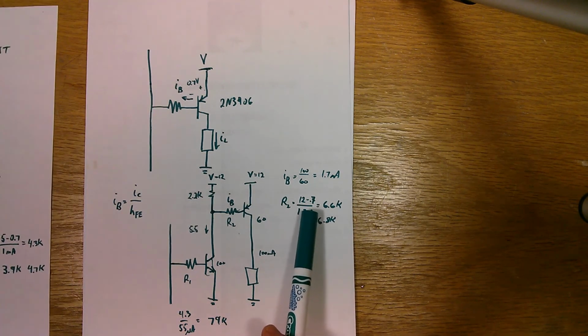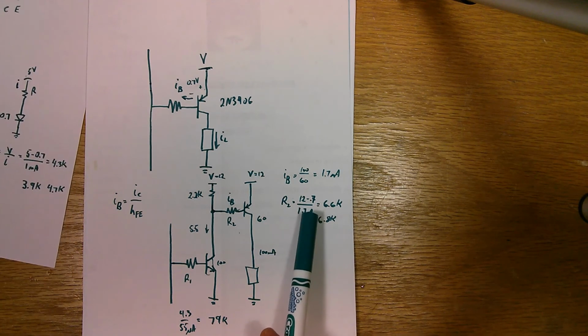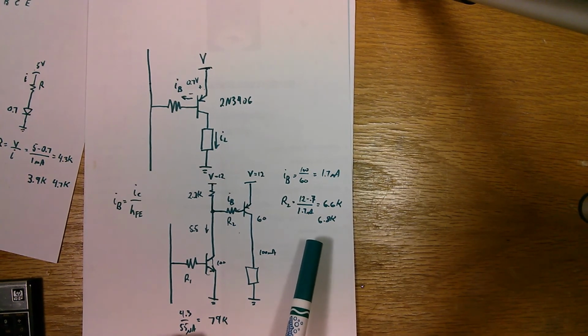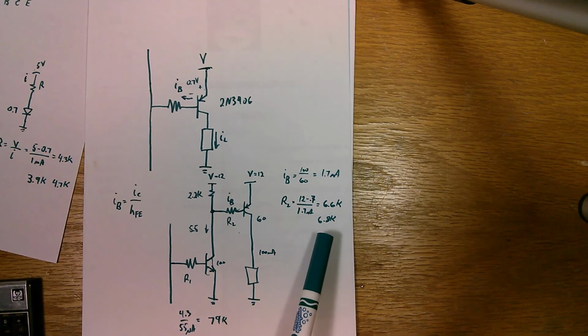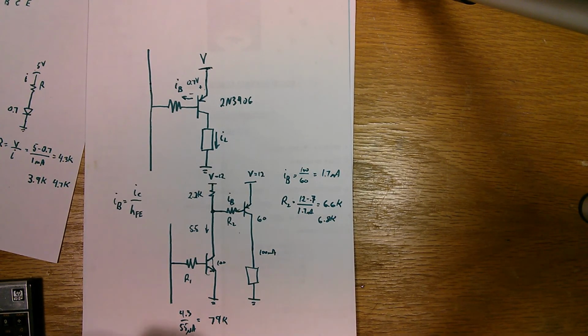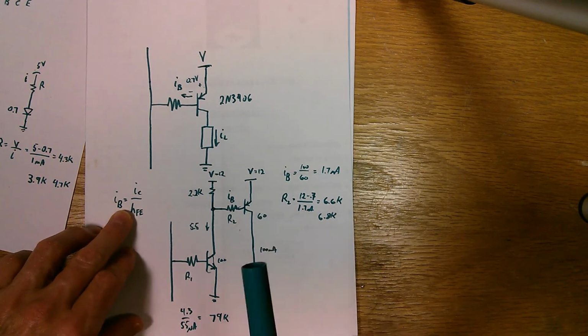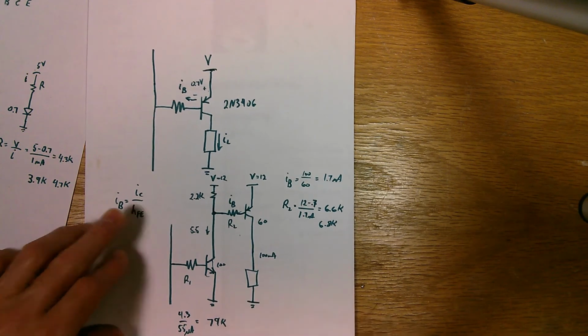So even if I just ignore that 0.7, I'll just redo the calculation here. It's kind of curious: 12 divided by 1.7 milliamps gives me 5.9K. So if I chose the next value down, 5.6K, it's pretty close. It'd be all right. Even 6.8K would probably give you enough base current to get this transistor to turn on. The spec sheets spec these HFE values, but they always tell you that that's the minimum that they would expect to see in a device.